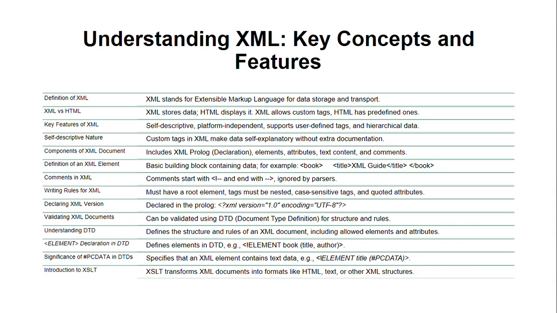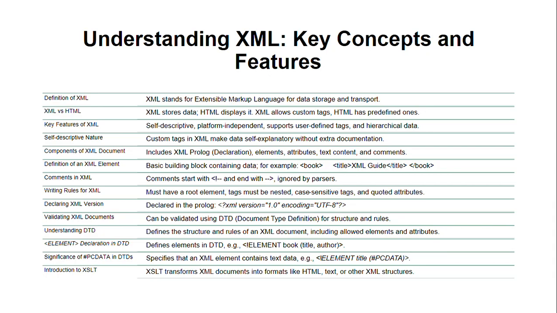There are a few rules while writing XML. Whenever you are writing XML, it must have a root element, tags must be nested, they are case sensitive, and attribute values must always be quoted. Whenever you are declaring an XML version, the first tag you write is the XML version, which is in the prologue format, that is less than question mark xml, version information as 1.0, and encoding information as UTF-8. An XML document can be validated using DTD.